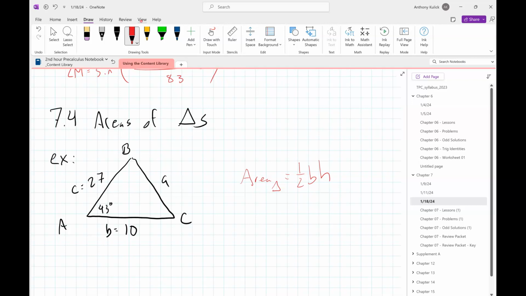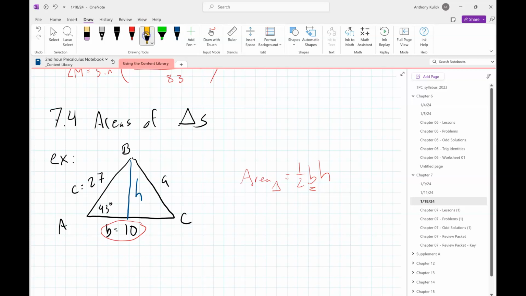What would the base B be? 10, sure. What is the height? It's not 27. The height is that segment, right? It's the distance from the base to the angle opposite the base.